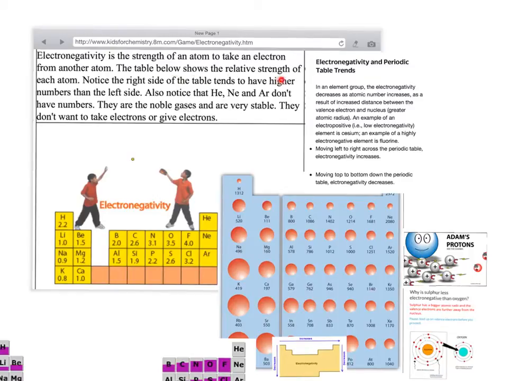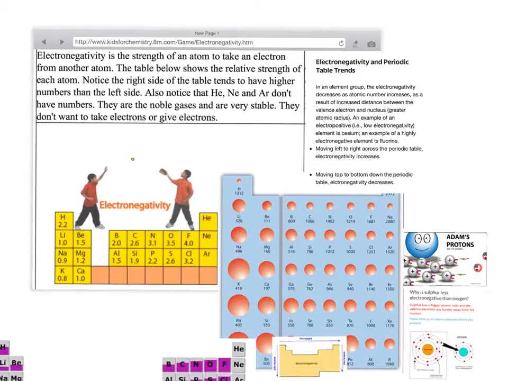So the table below shows the relative strength of each atom. Notice the right side of the table tends to have higher numbers than on the left. Also notice that helium, neon, and argon don't have numbers. They are noble gases and are very stable. They don't want to take or give electrons. So they don't really have a value or a strength because they don't play this game here. They don't play the I'm going to give up an electron or I'm going to catch an electron. They are stable in the configurations that they exist at. So their electronegativities we don't measure in the scale that we use for electronegativity.